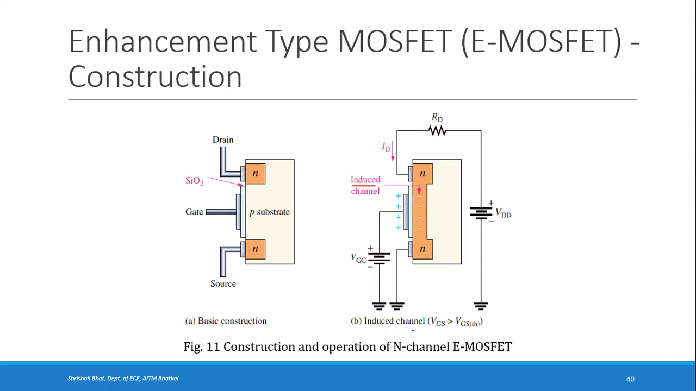So for the channel to get induced, there is a criterion: the gate to source voltage, the voltage between the gate and source due to this applied VGG, has to be greater than a particular voltage. Only then will the channel get formed. That particular voltage after which conduction starts is called the threshold voltage, VGS threshold. VGS(th) stands for VGS threshold.